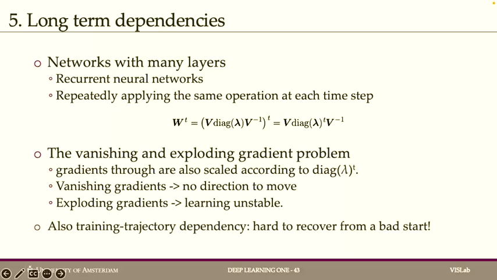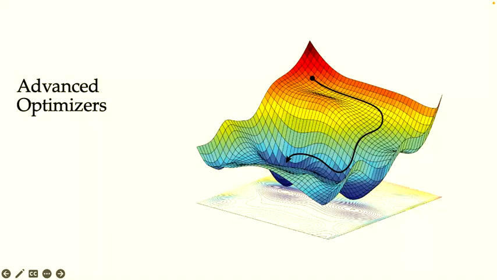Another long-term dependency, you don't have to call it that way, but another time dependency, I would say, is this training trajectory dependency. It's very hard to recover from a bad start. You can try this yourself. You can first train a neural network to, say, give you 0% accuracy on something, and then train it on the normal data set that you wanted to achieve a high accuracy. It's very difficult to get back to a good accuracy after you've had a bad start, essentially.